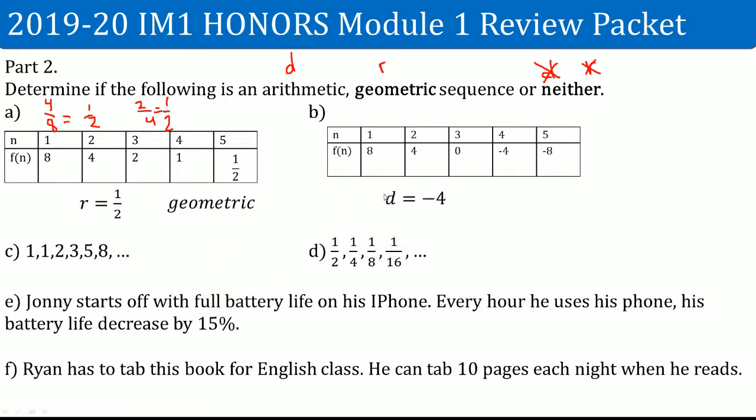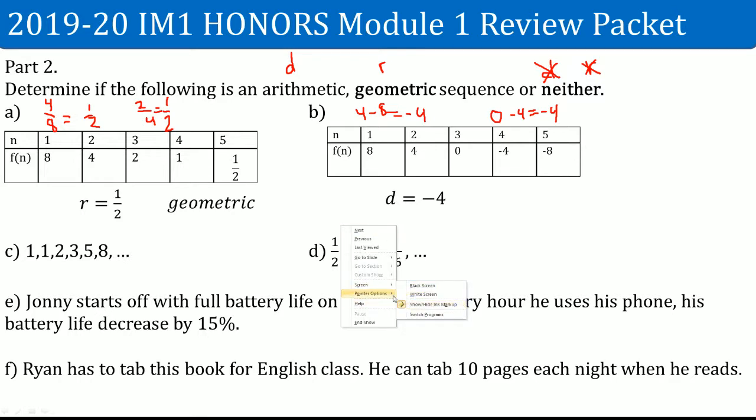Second, the common difference is negative 4. Let me show you the work here. It could be 4 minus 8, which is equal to negative 4. Or you could do 0 minus 4, which is equal to negative 4. Okay, you could do second minus first or third minus second. The fact that there's a common difference, you can then say it is arithmetic.